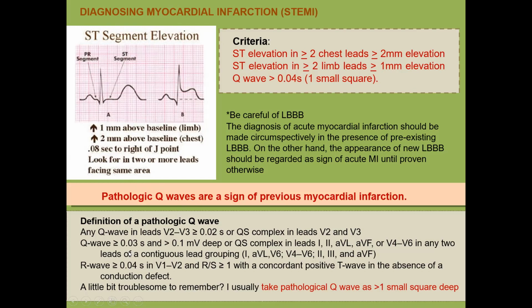For the pathological Q wave, I already told you that it should be more than 1/3 of the QRS complex height, and also more than 1 small square in amplitude, then it is known as a pathological Q wave.